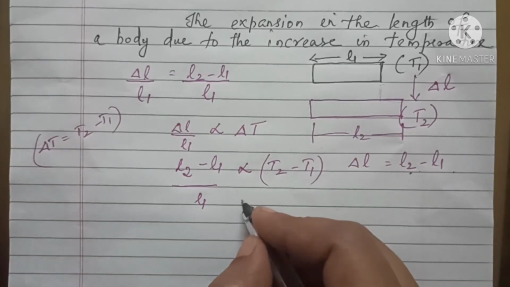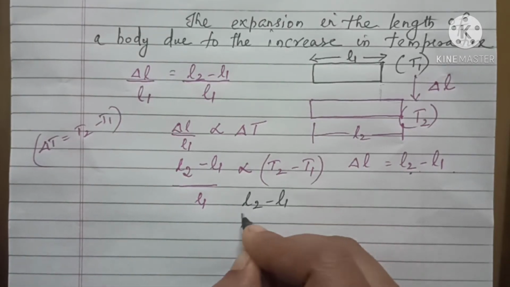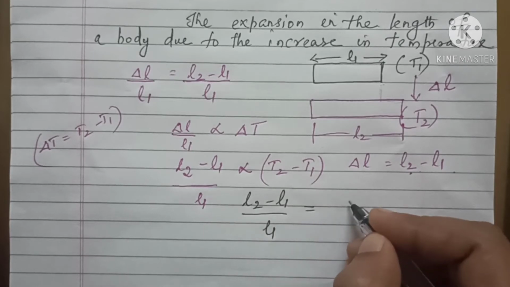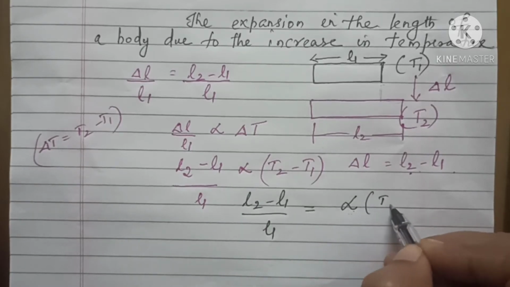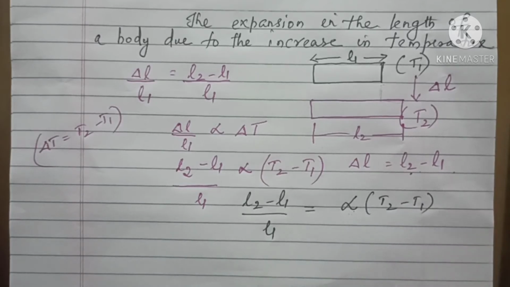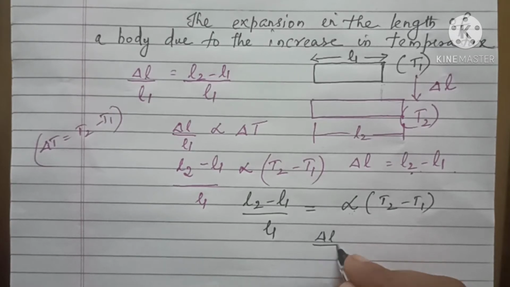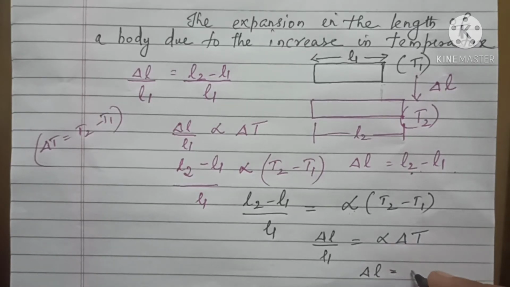That constant is called alpha. Okay, don't get confused. This is alpha, and this is the proportionality symbol. So alpha into T2 minus T1, or you can write it as delta L by L1 is equal to alpha into delta T. Clear? Or what is delta L? Delta L is alpha L1 delta T.